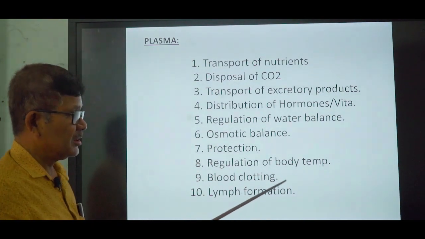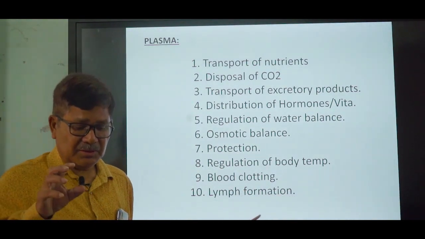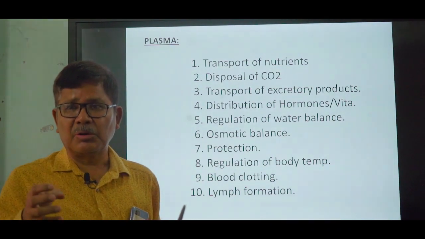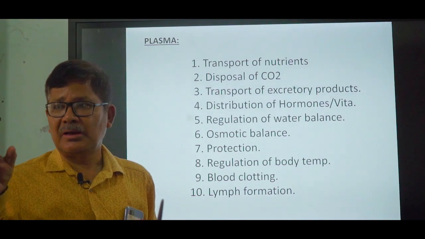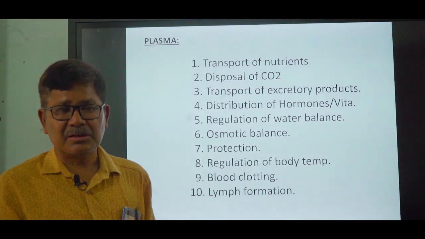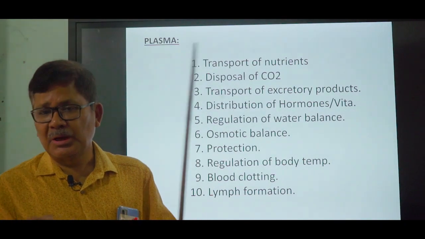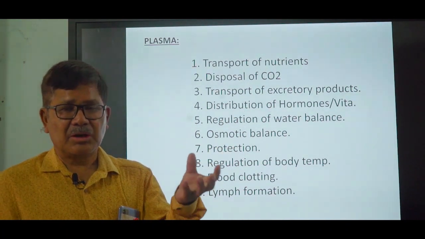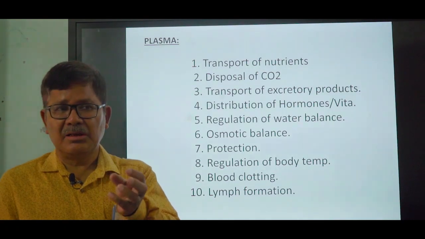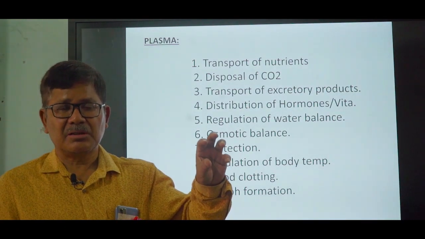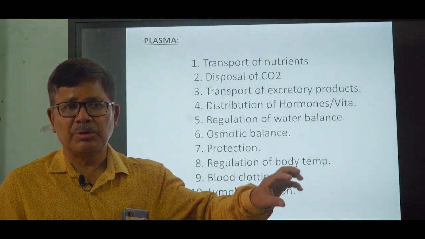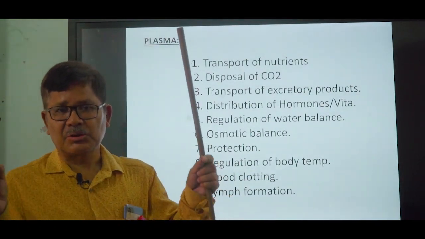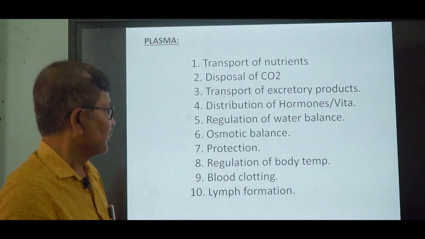Now osmotic balance. If any cell of the body is deficient or in excess of different materials, then it will imbalance the osmotic balance. So if in the cell the concentration of different substances becomes more, then water is supplied by the plasma so that osmotic balance can be maintained.